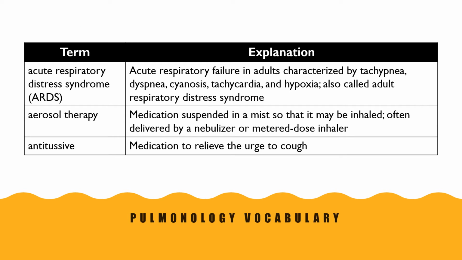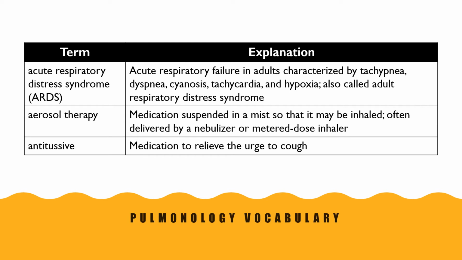Okay, let's go through some pulmonology vocabulary. So, acute respiratory distress syndrome, or ARDS, is an acute respiratory failure in adults. It's characterized by tachypnea, dyspnea, cyanosis, tachycardia, and hypoxia, also called adult respiratory distress syndrome.